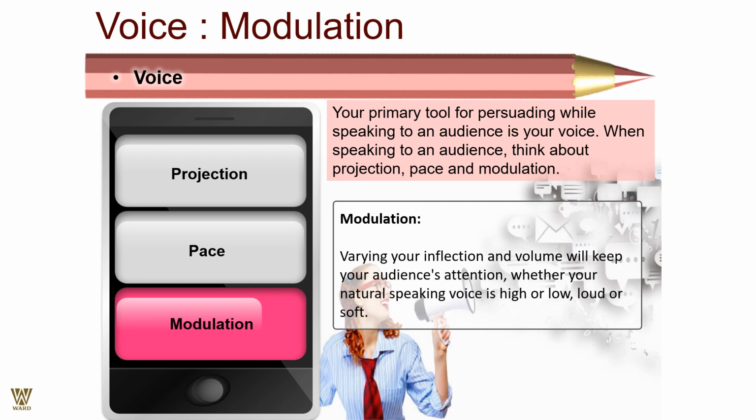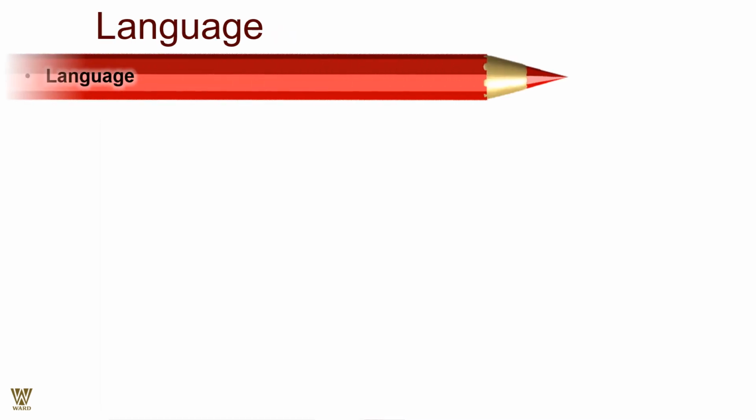Modulation is the varying of your inflection, your volume, and how you change the tone and the pitch of your voice so that it grasps the attention of your audience, whether you naturally speak at a lower or a higher pitch, louder or a softer note. The variation that you bring to your voice is what modulation is all about.